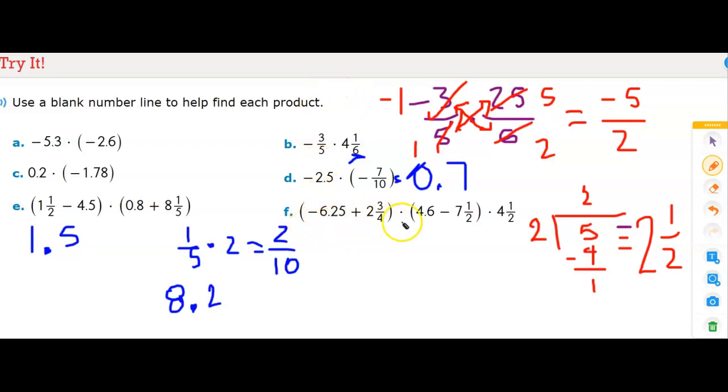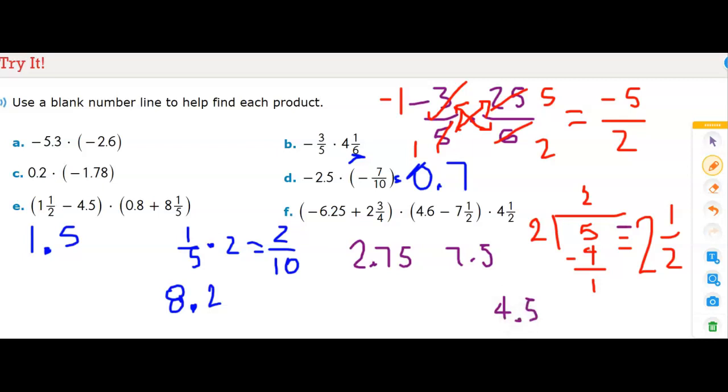F, you have a mixture of decimals and fractions. In this instance, they're easy to make into decimals. So I would just make the fractions, the mixed numbers, into decimals. So 2 and 3/4 would be 2.75, 7.5 would be 7.5, and 4.5 would be 4.5.